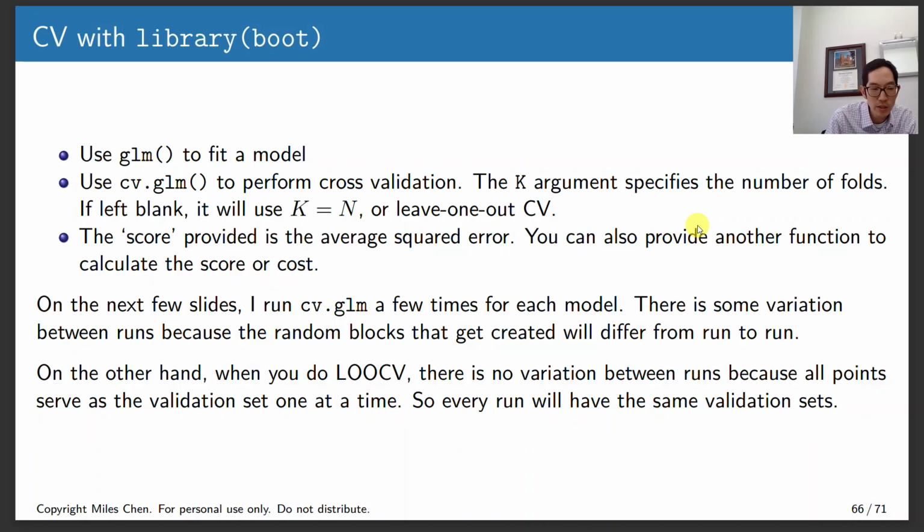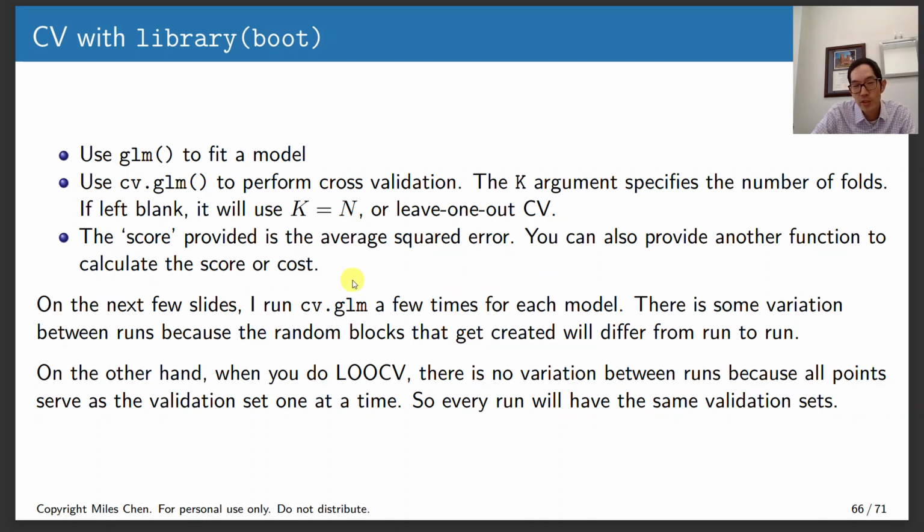Meanwhile, when you do leave one out cross-validation, because every single observation is part of the validation set, there is no randomness. You can do cross-validation with library boot, and you can do cv.glm, which is in library boot, and here you can set your k. K is going to be the number of folds. If you leave it blank, k defaults to being n, or leave one out cross-validation. And so the score that it provides is going to be your average squared error.